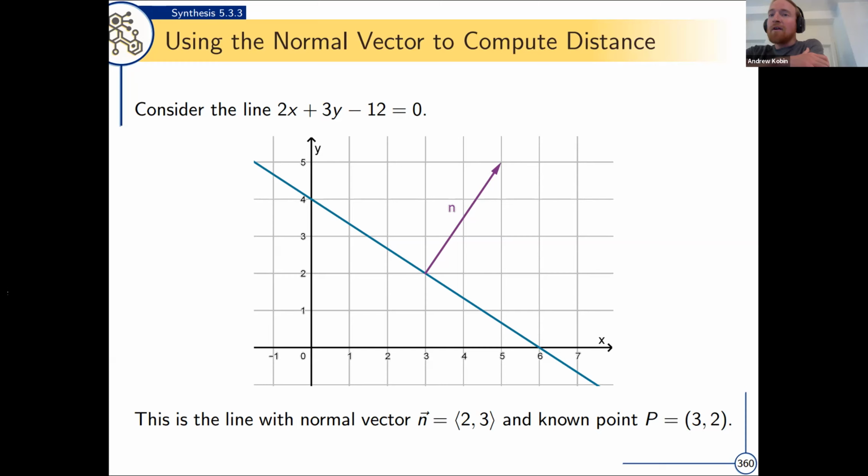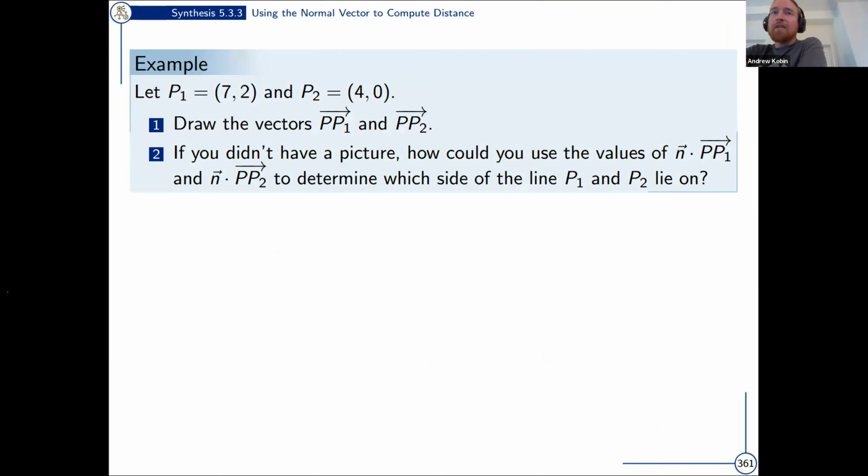So given our known point 3 comma 2 and our normal vector 2 comma 3, we can ask about distances from points to the line. For example, if we look at the points 7 comma 2 and 4 comma 0, can we find what the distances are from these points to the nearest point on the line? We'll do that in a moment. And also, can we determine more geometric information, such as which side of the line do these points lie, without necessarily having a picture in mind?